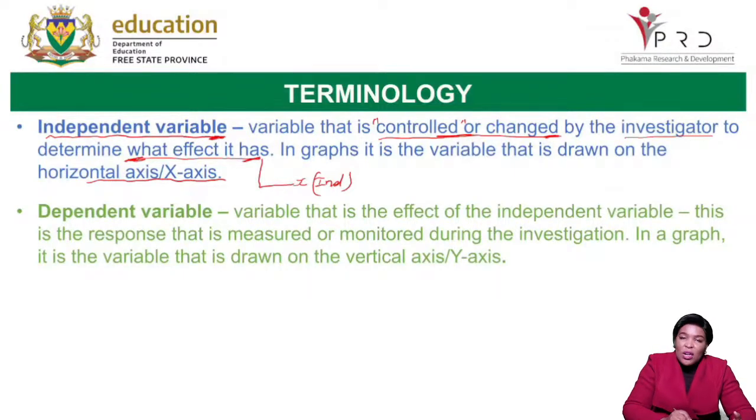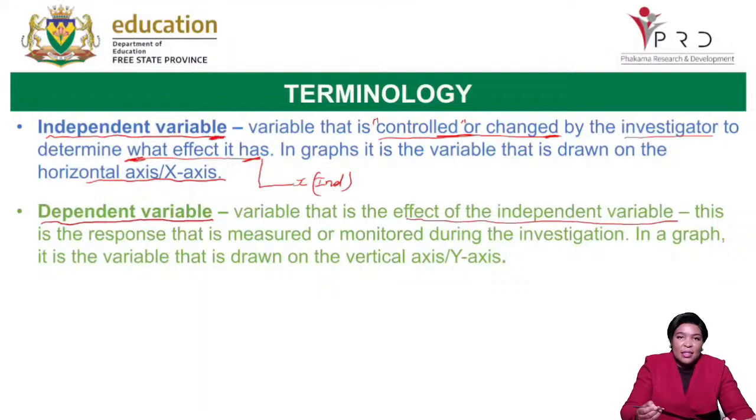And then you come to the dependent variable. Another question is identify the dependent variable. What is the dependent variable? It is the variable that is the effect of the independent variable.